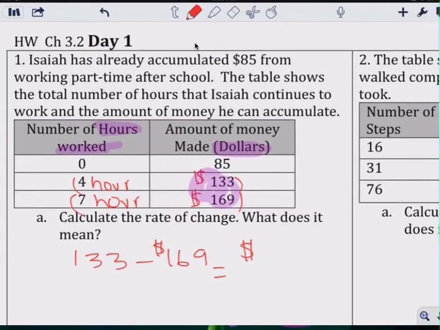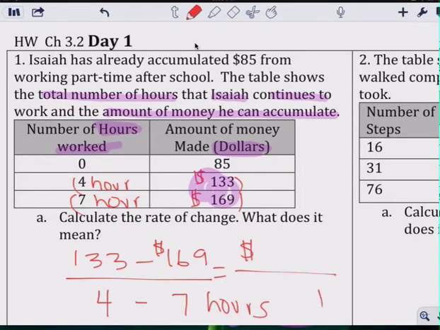Isaiah has already accumulated $85 from working part-time after school. The table shows the total number of hours worked, hours that Isaiah continues to work, and the amount of money he has accumulated. So that's how much money he has made. Okay, let's look at how many hours he's worked. It went from 4 to 7 hours. Okay, so that means he went from $36 to negative 3 hours.